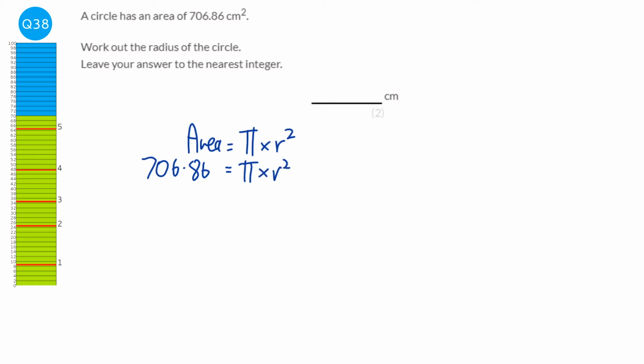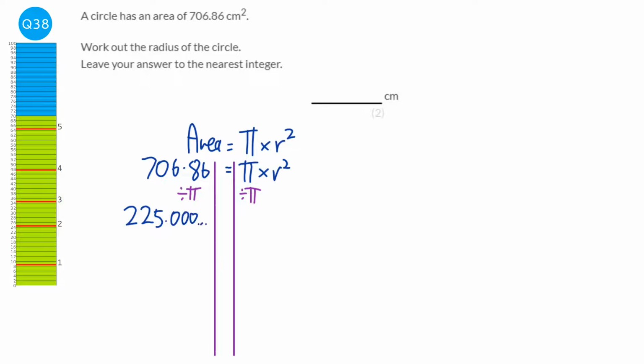So I'm going to get my lines in. And I'm going to start by getting rid of that times pi. So I'm going to divide both sides by pi and get the r squared on its own. So when I divide that by pi, I get 225.000 and so on. Very close to 225. Then I want to get rid of this squared here. So to do that, I do the inverse, which is square root.